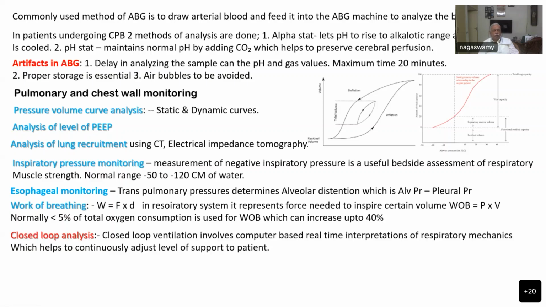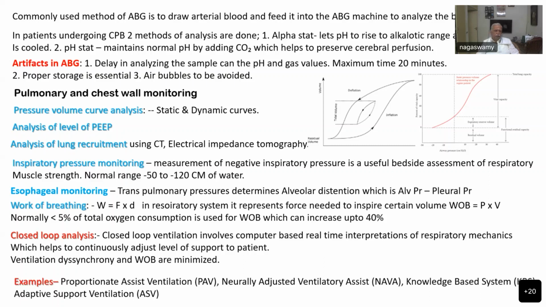start. Then closed loop analysis, which is seen in the ventilators, is a computer-based real-time interpretation of respiratory mechanics, which helps to continuously adjust the level of support to the patient. Ventilator dyssynchrony and work of breathing are minimized by observing this closed loop analysis, which is also called ventilator graphics. Examples are newer modes of ventilation called proportional assist ventilation, neurally adjusted ventilatory assist, knowledge-based system, and adaptive support ventilation.